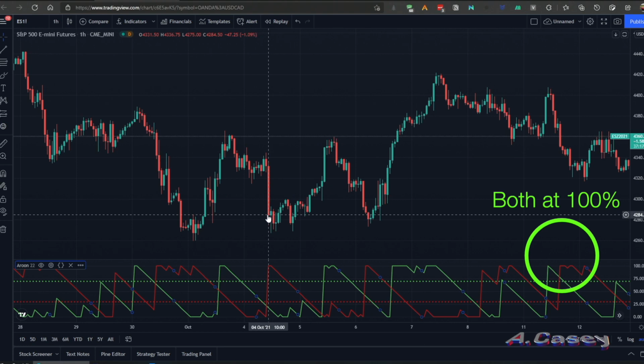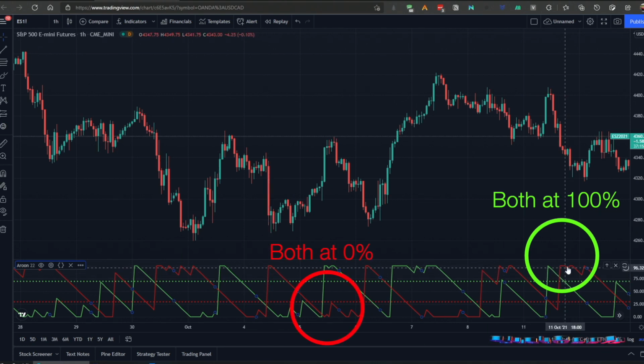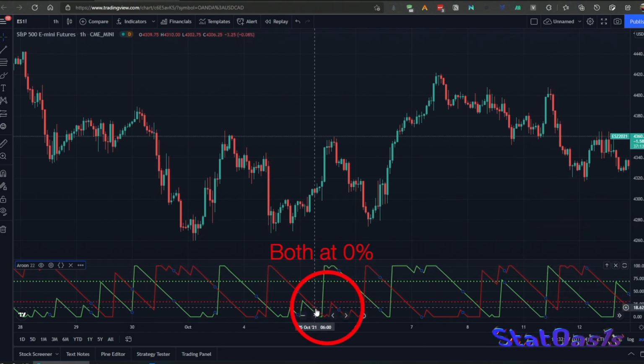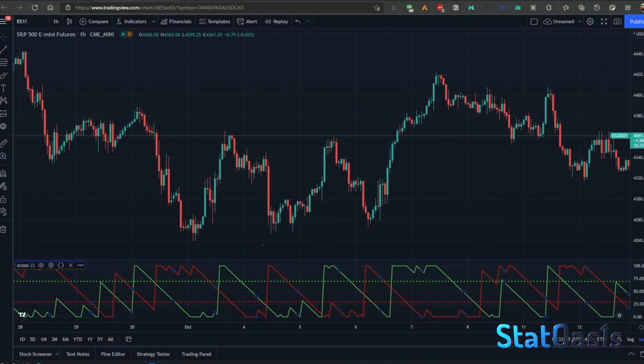Why it is weird is because both of them can be at 100 and both of them can be at 0. So in order to understand this, when both channels are going in the same direction like this, that means we have a consolidation. You can see this, and here is another one. And those are here. So we can now understand how the Aroon indicator works.